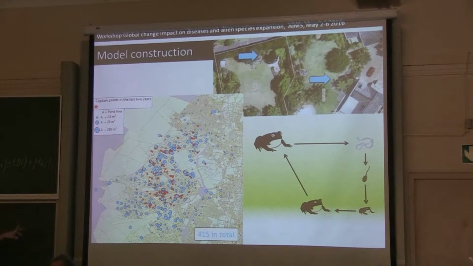Then we constructed the life cycle of the species within this pond network. Amphibians are characterized by a very complex life cycle in which we can observe 2 different phases: a terrestrial phase, in which we have adults, juveniles, and toadlets, and an aquatic phase in which we have eggs and tadpoles.